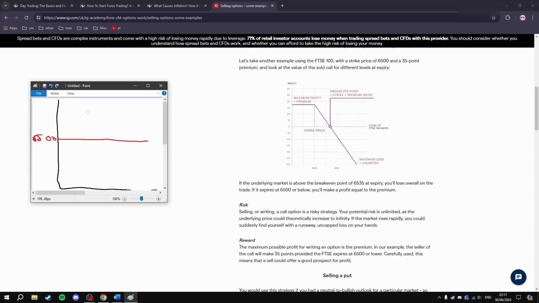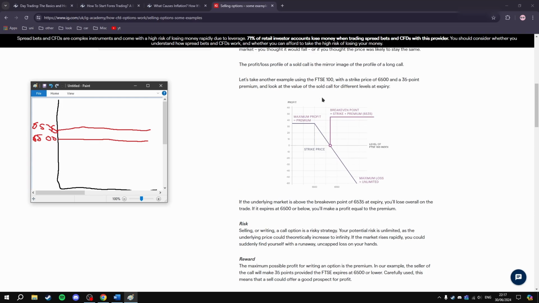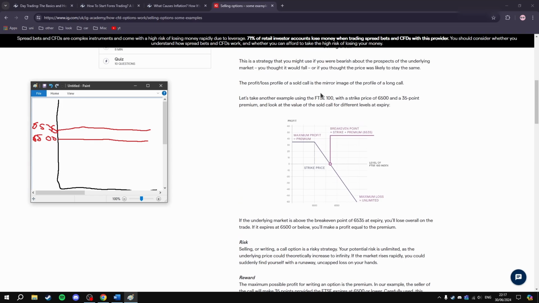If the underlying market is above the break-even point of 6535 at expiry, since the premium is 35 points, then that's 6535, for the sold call for different levels of expiry.